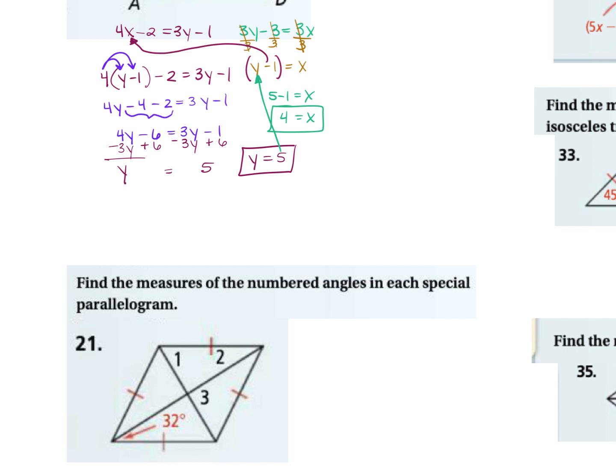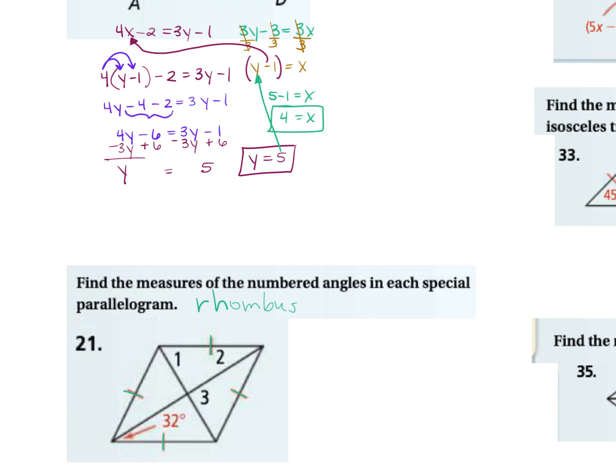Okay, look at number 21 and look at its marking. So it says find the measures of the numbered angles in each special parallelogram. So it is a parallelogram, but it's a more specific type of parallelogram. What is it that has all sides congruent? What type of parallelogram has 4 congruent sides? Square. A rectangle. This one, most specifically, is a rhombus because they didn't tell us if the other angles are 90, right? So we know it's a rhombus, okay?